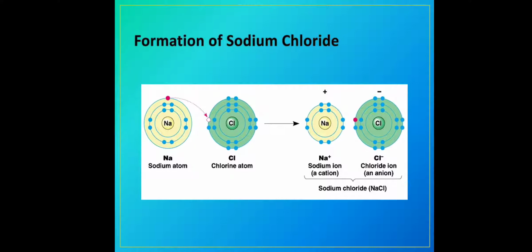negatively charged anion. Now since sodium is positively charged and chloride is negatively charged, the oppositely charged ions are pulled towards each other because positive will attract negative. So thus the formation of sodium chloride takes place.